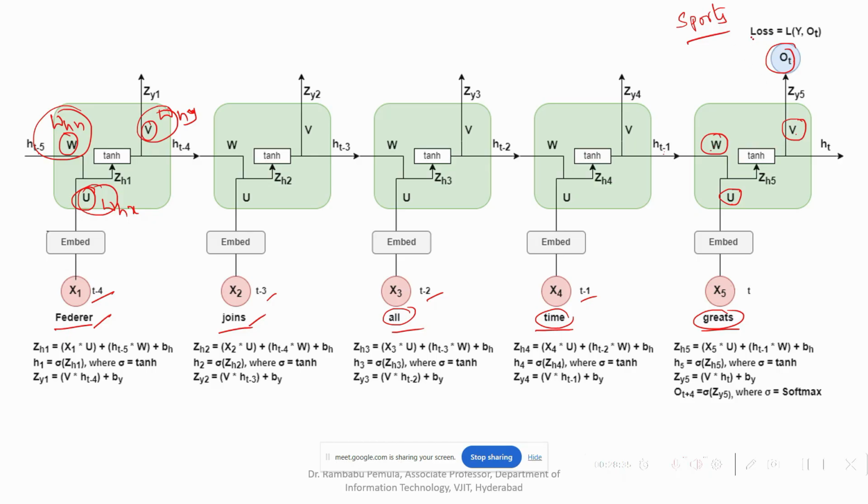What is the meaning of loss here? The loss is where we compare the present node output with respect to the actual value. Loss equals y comma O_t, where O_t is the present node output and y is the actual output. We compare these two outputs. If both are the same, then we can stop the process. If they are different values, what happens?